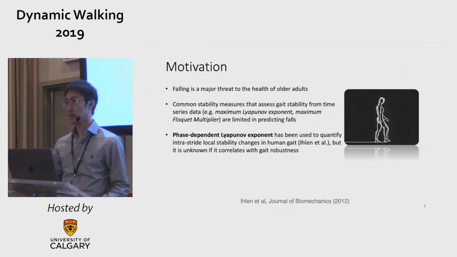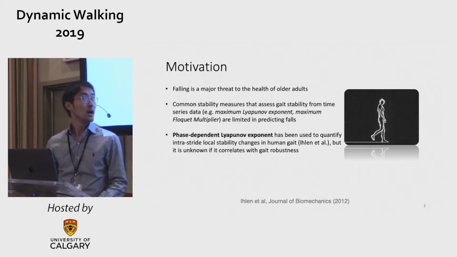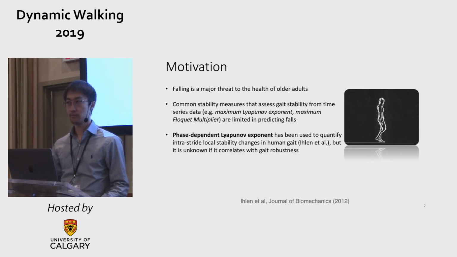Current stability measures like maximum Lyapunov exponent or maximum Floquet multipliers are limited in predicting falls. This may be because they reduce stability to an average over the gait cycle or a single point over the gait cycle. Recently, phase-dependent stability measures have been used to quantify the intra-stride local stability changes in human gait, but it is unknown how this type of information can be used to predict falls or how well it predicts.